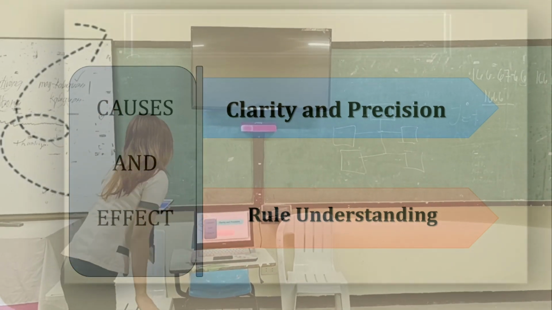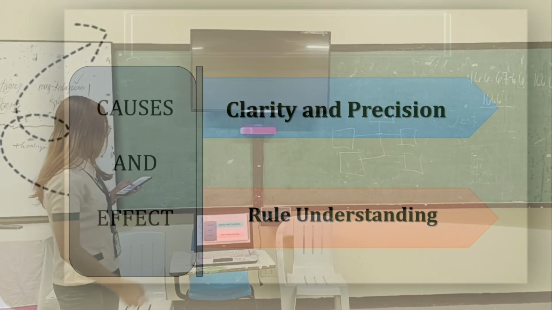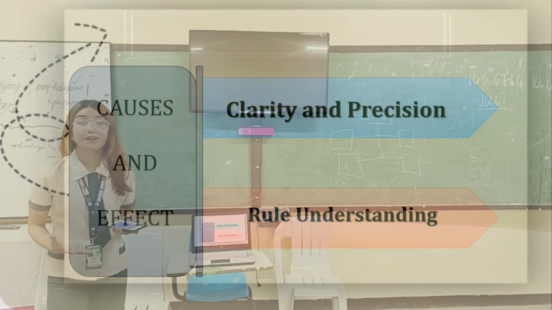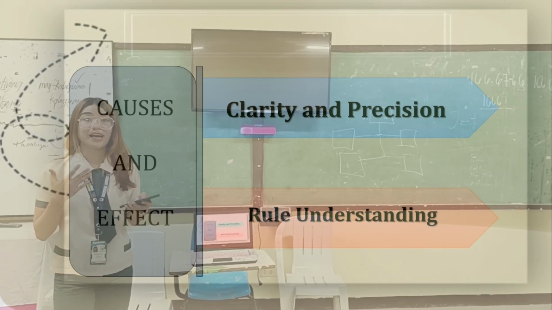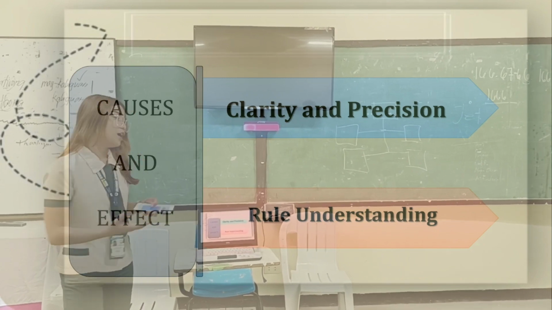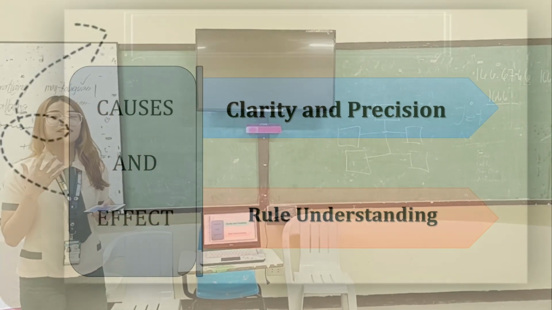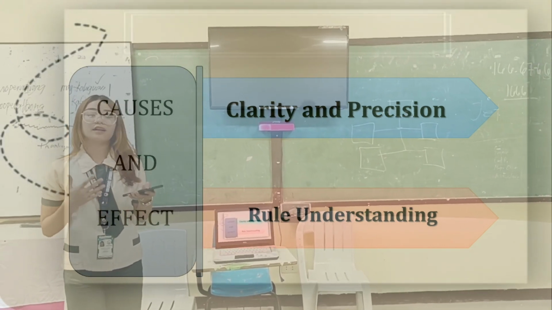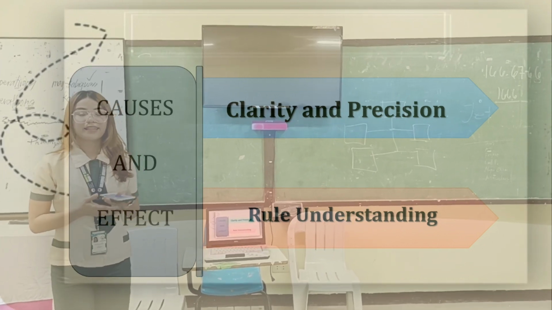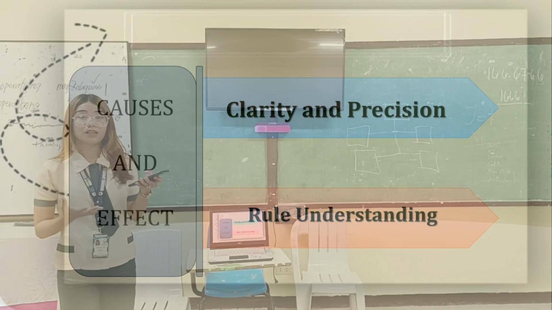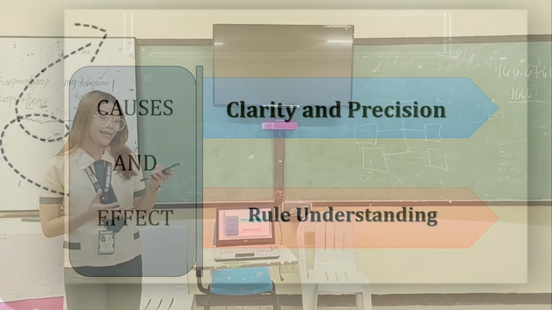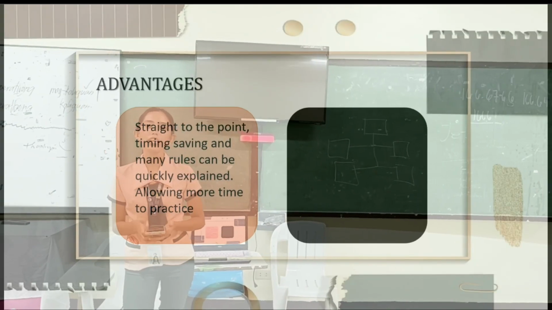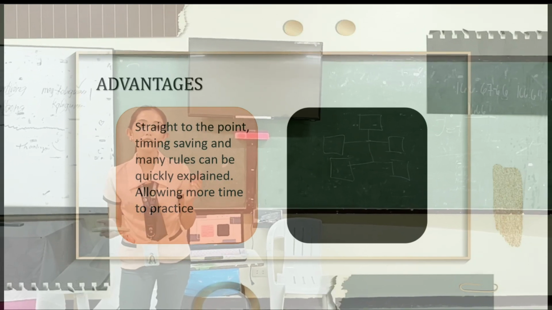Next, we have the effects. Rule understanding is one of the essential and primary effects of deductive teaching because it promotes rule understanding. So, students learn to apply a rule systematically and can generalize their knowledge to solve similar problems and apply the same principles in different contexts. Okay, so let's proceed to the advantages of deductive teaching.